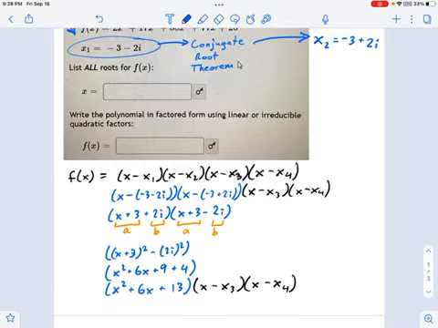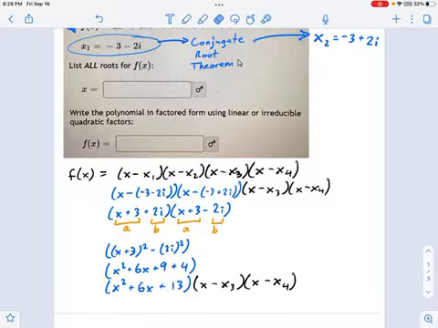That's what we were kind of shooting for here. See right here where it says irreducible quadratic factors? So I've got one of them right now. I just need to figure out what x minus x3 and x minus x4 are. What are those factors? Well, I've mentioned this a bunch of times, and it bears repeating.